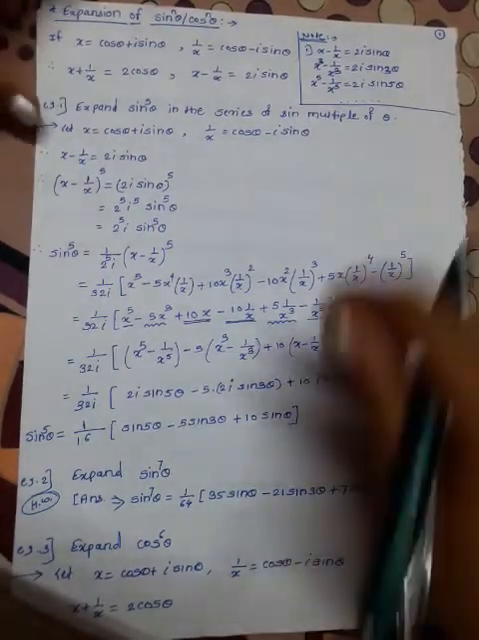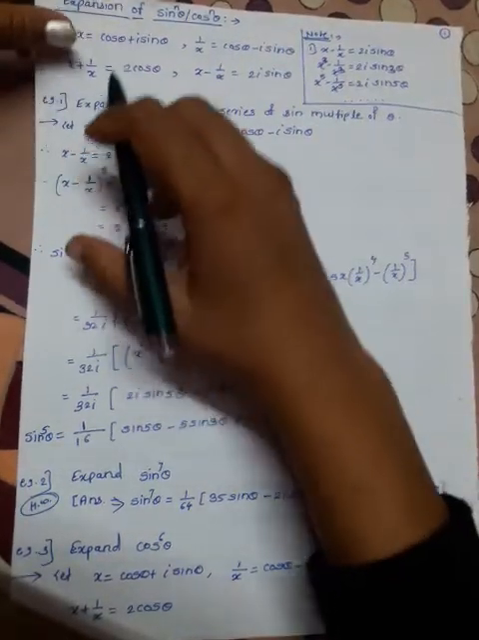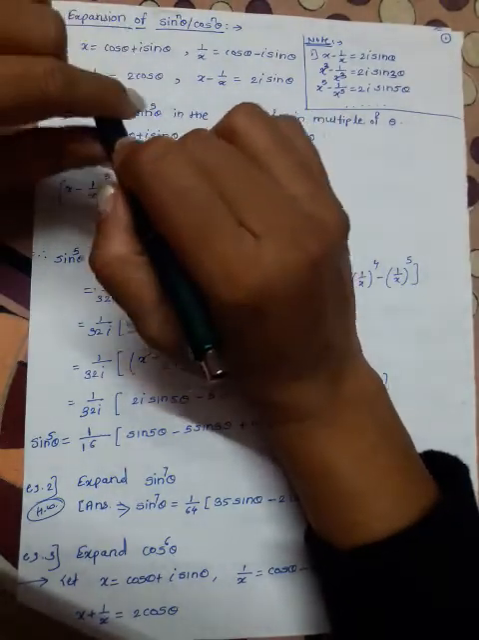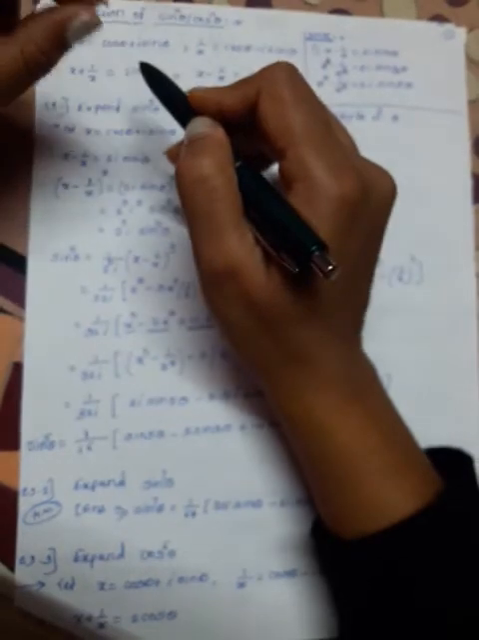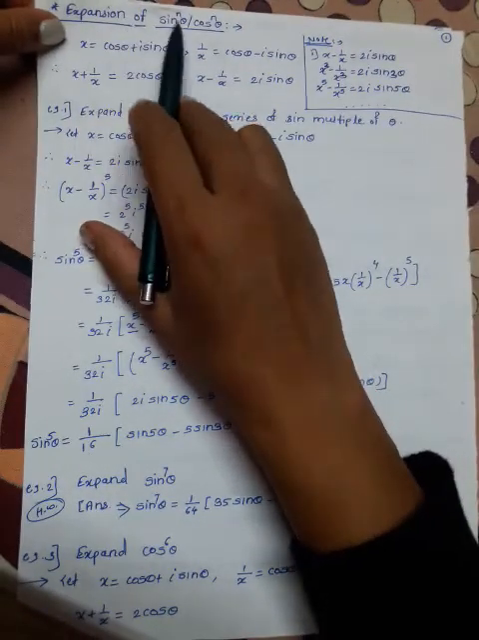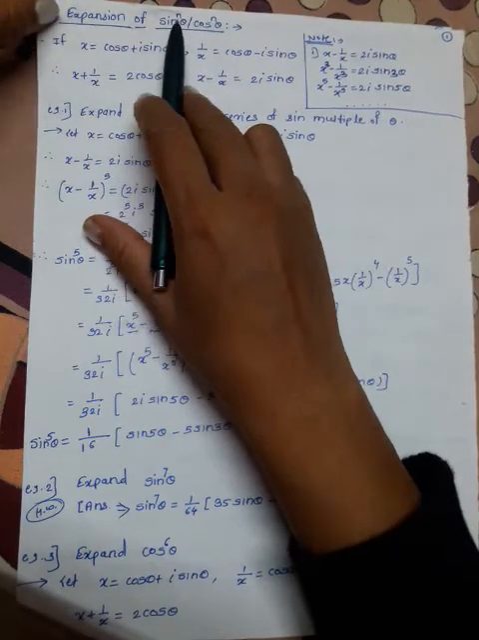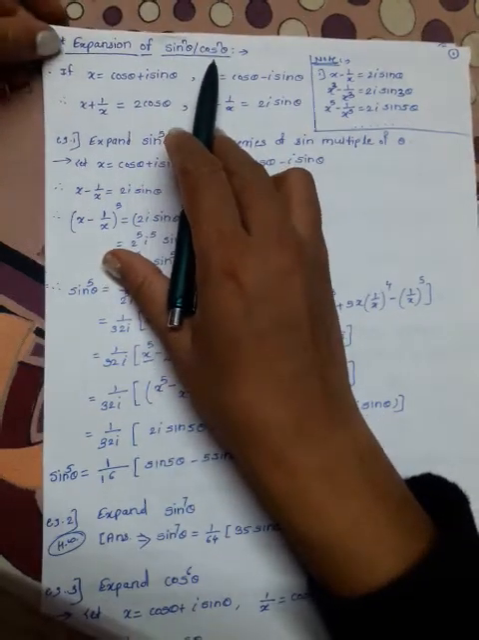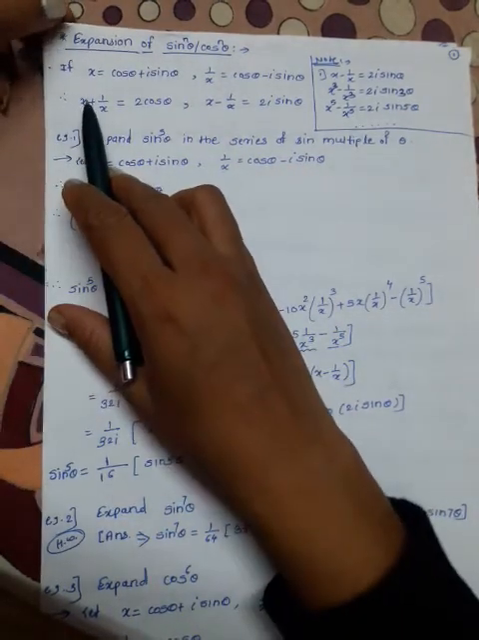Hello everyone, let us see the next point of this chapter. We have just seen the expansion of sine of a multiple of angle theta, that is n theta. Now we are going to see the expansion of sine raised to n theta, where n is in the power of sine or cos. Here are some notes.